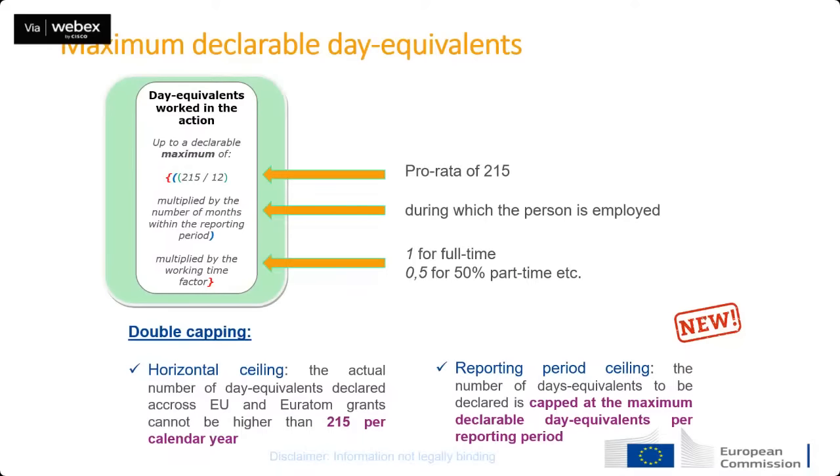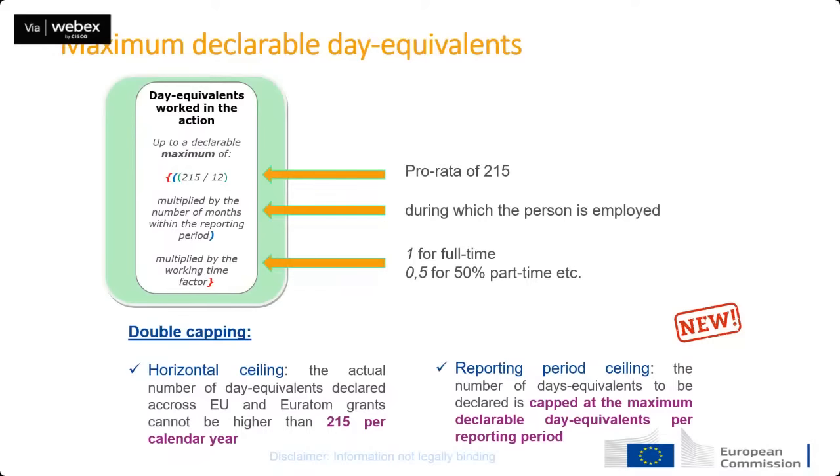This is a ceiling, a cap that will ensure that you don't declare more than 215 days per calendar year across all the EU and Euratom grants. This is to avoid double funding from the Union budget. So this is the horizontal ceiling, and then we also have a reporting period ceiling, which means that the number of day equivalents in your action is also capped at the maximum declarable days per reporting period.